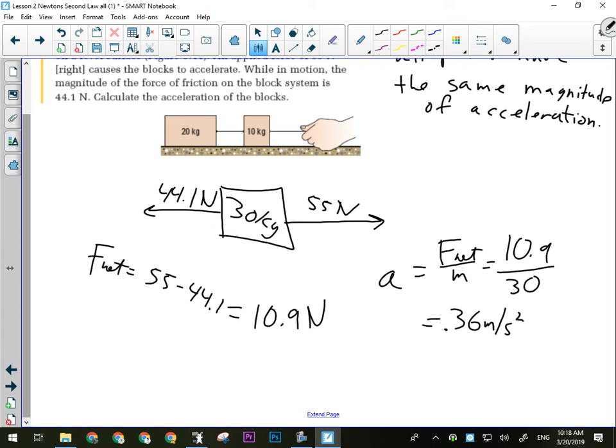If this was that pulley question that we just talked about, where one mass was moving up and one mass was moving down, the question could only ask, what is the magnitude of the acceleration of the system? It could not ask for just acceleration because parts of the system are moving in different directions. Okay, but in this case, I can say forward.